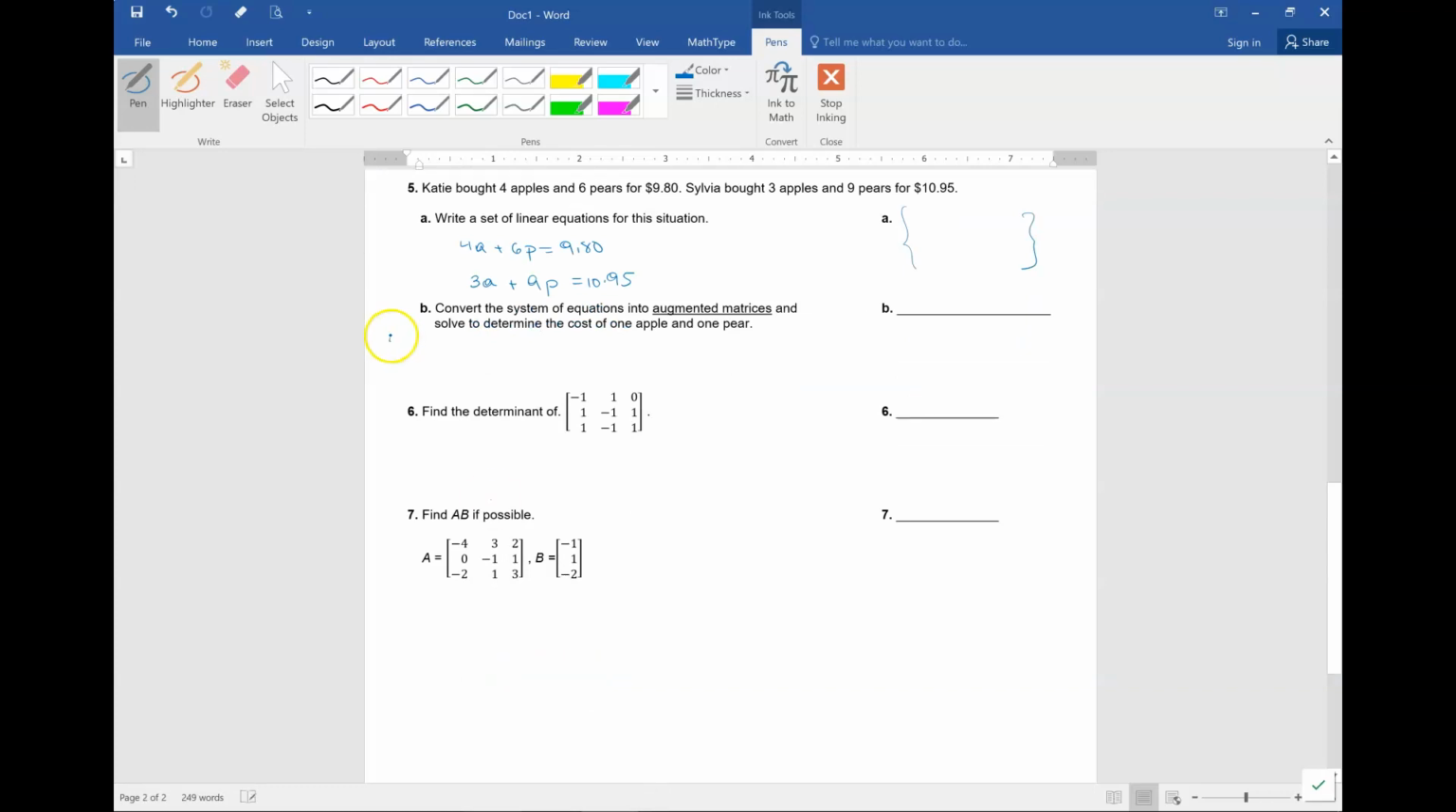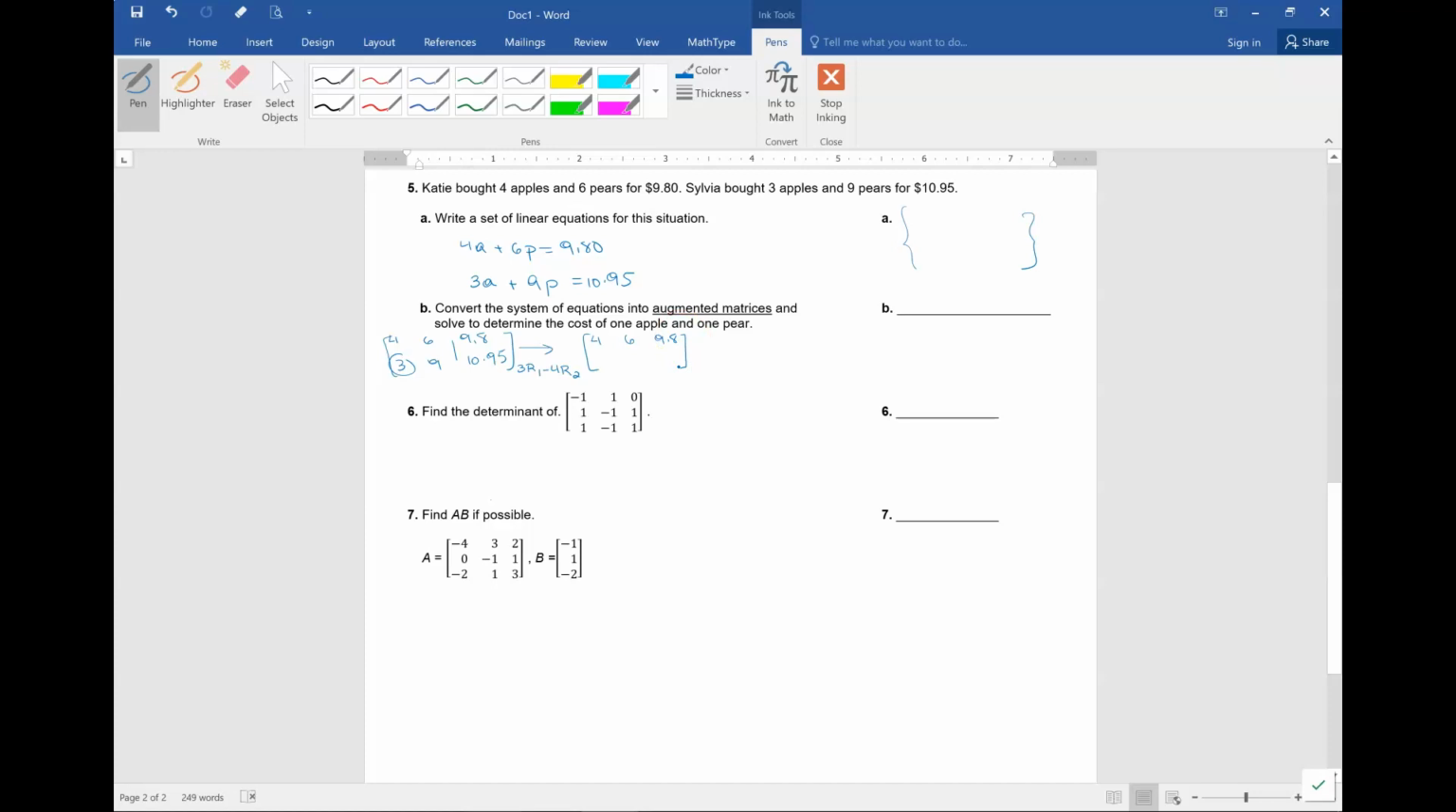Okay, so 4, 6, 9.8, 3, 9, 10.95. Definitely need a calculator here, right? Okay, so I want to make this one a 0. So what are we going to do? 3R1 minus 4R2. So here that's not changing. We could have divided that by 2. I'm just going to leave it for now.